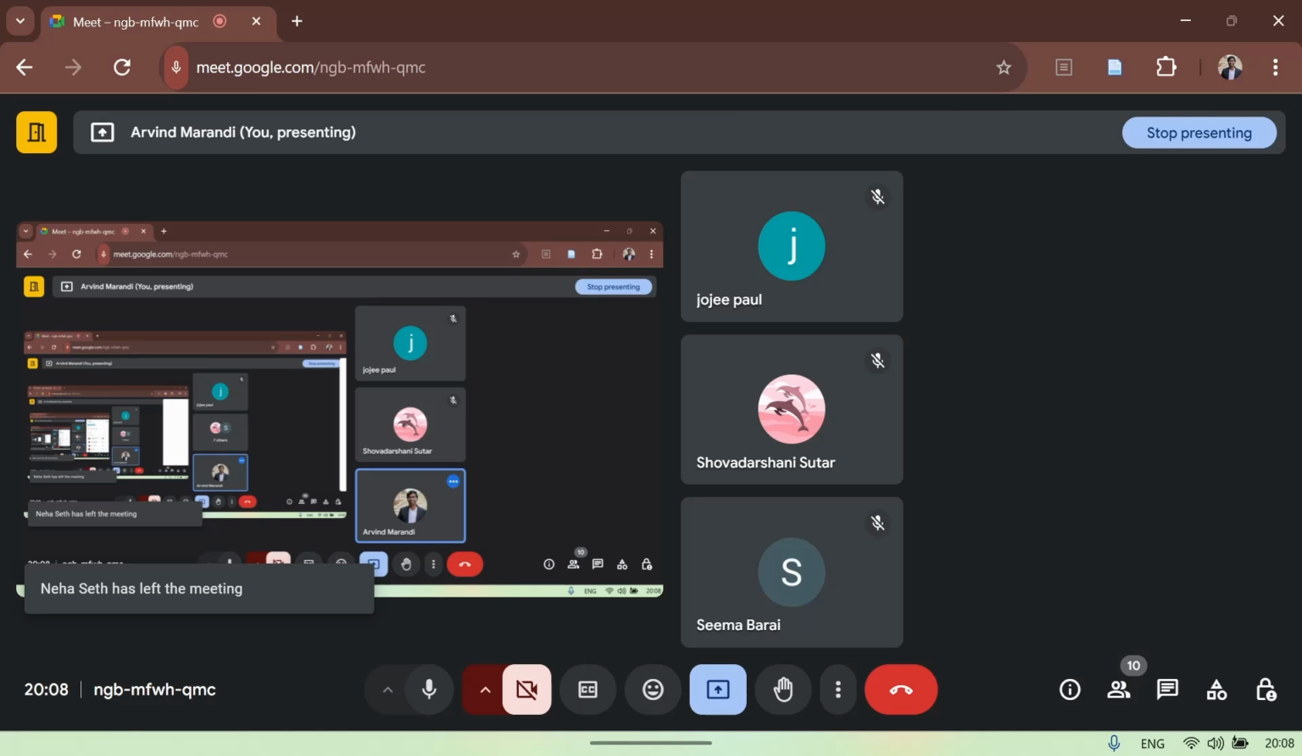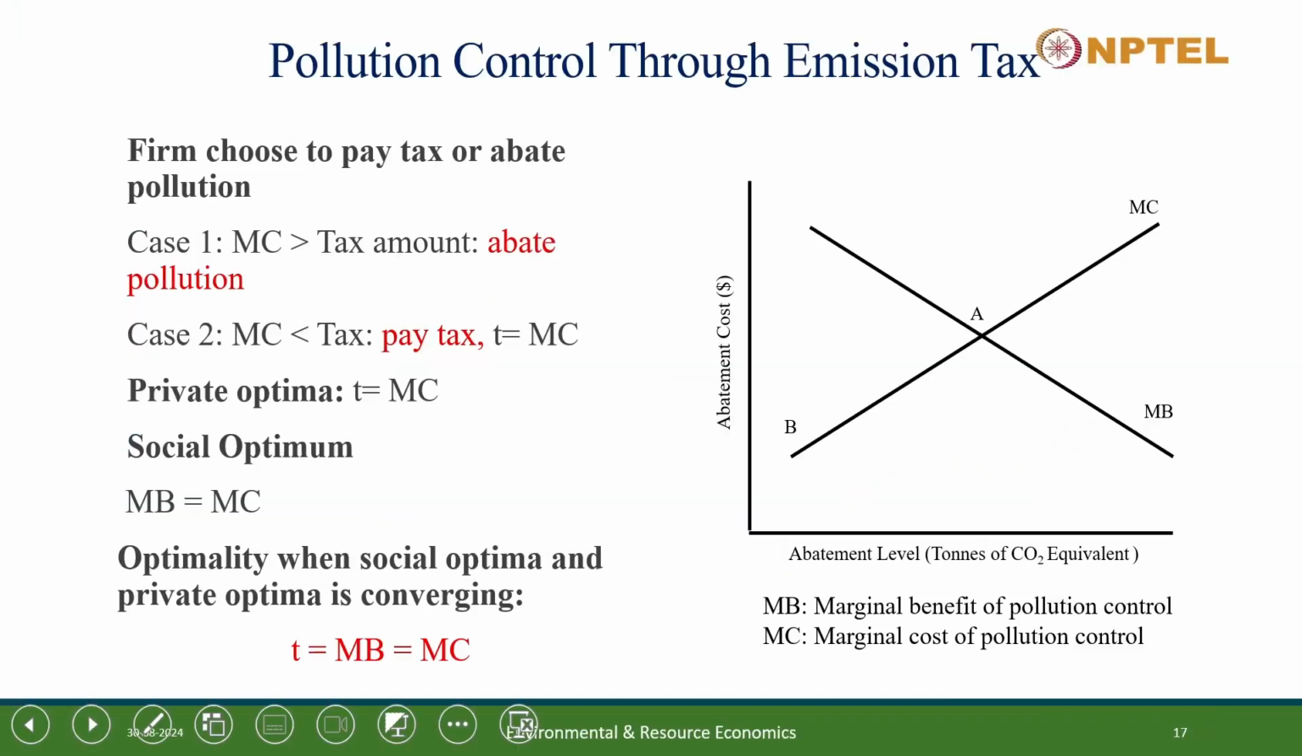Okay, now we will go towards the next slide. Here, let's say that this is the marginal cost of production and this is the marginal benefit curve. Let's say that we have pollution control through an emission tax scheme. So the emission tax, this will be my tax value, right?